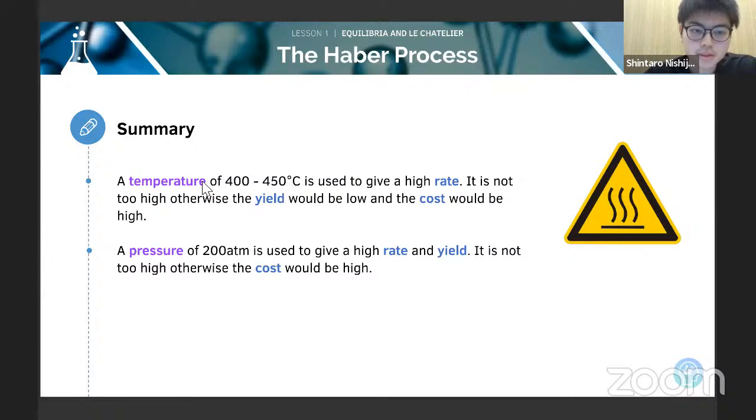Yeah. In summary, a temperature of 400 to 450 degrees is used to give a high rate. So we're prioritizing the rate of reaction. Yeah, exactly. So we use a temperature that's not the temperature you think of when you hear low temperature, right? 400 to 450 degrees. But we need that because it ensures that the reaction occurs at a high enough rate where you can actually get something.